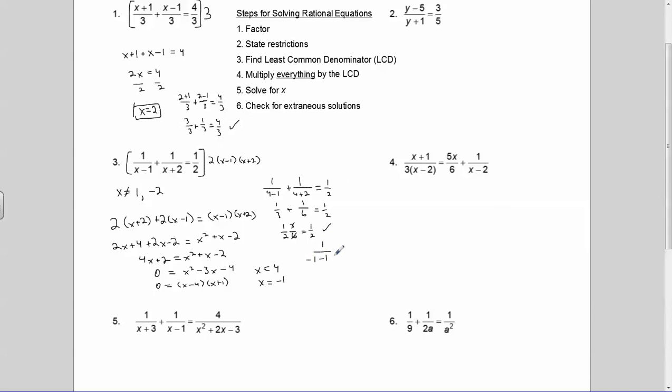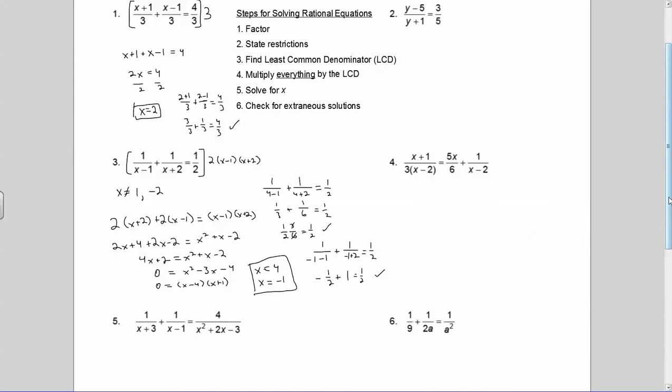The negative 1: 1 over negative 1 minus 1 plus 1 over negative 1 plus 2 equals 1 over 2. So this is going to be negative 1 over 2 plus 1 over 1, which is just 1, equals 1/2. And 1 minus 1/2 is 1/2. So this works out, and our solutions are x equals 4 and x equals negative 1.